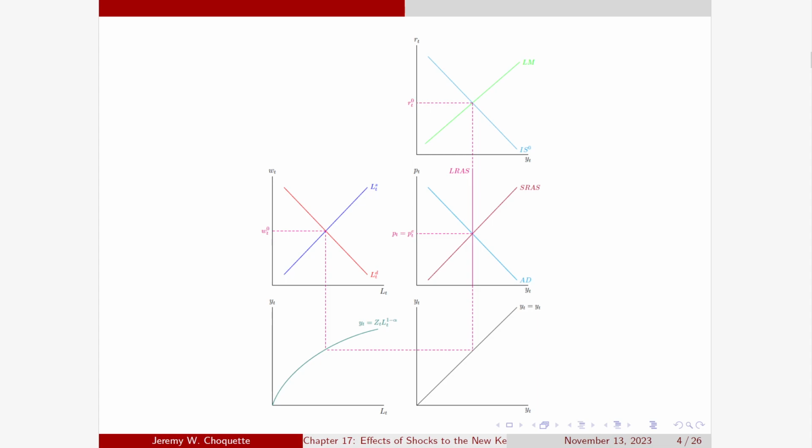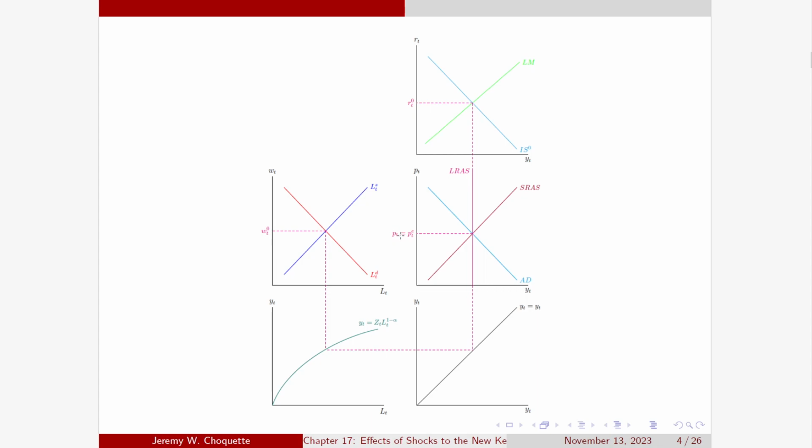We have the output curve. We have that little translation line where we've got Y equals Y. We have aggregate demand, aggregate supply, IS, LM. So the difference is, we've got a short run aggregate supply that's upward sloping, and we've got an expected price level. So this little PT with the superscript E, that's the expected price level.